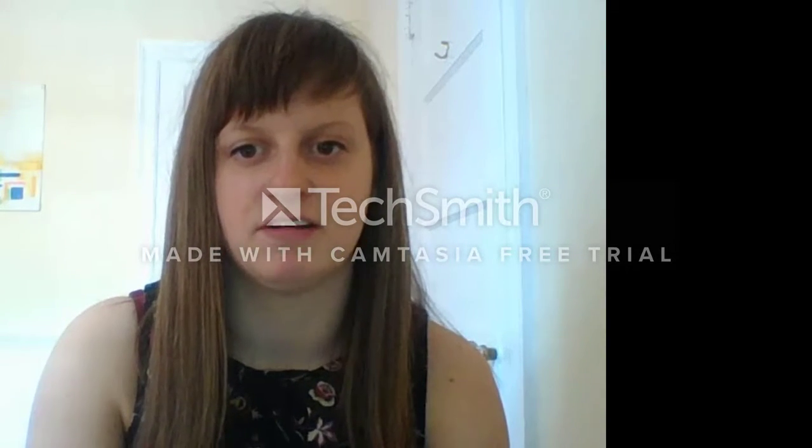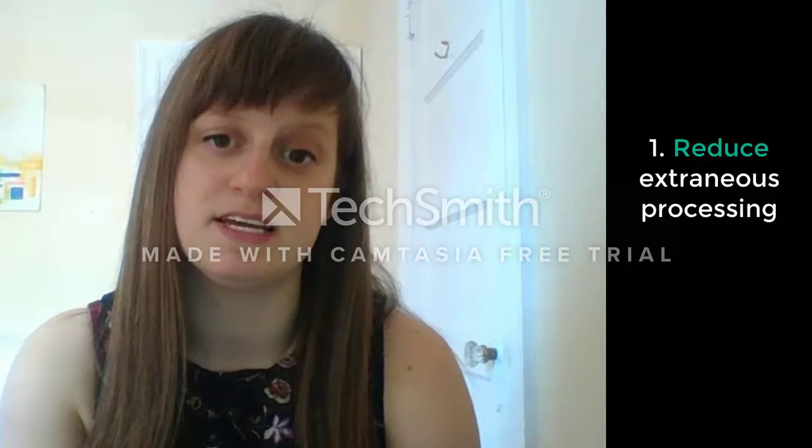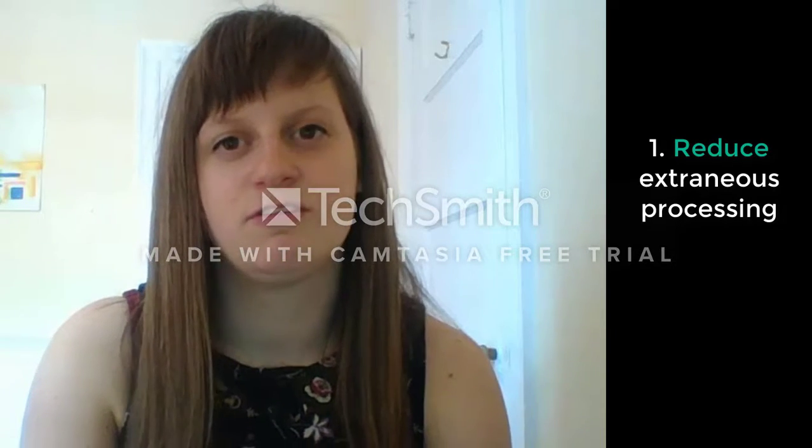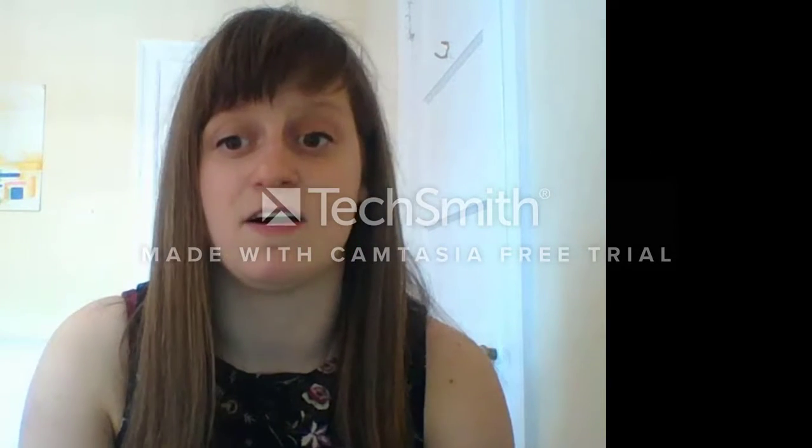So the basic premise is that there are limitations on the capacity of working memory, which can affect our ability to learn. And there are three key objectives from the perspective of cognitive theory of multimedia learning. These are reducing extraneous processing, managing essential processing, and fostering generative processing. So reducing extraneous processing refers to basically limiting content that's not relevant to the learning objective.